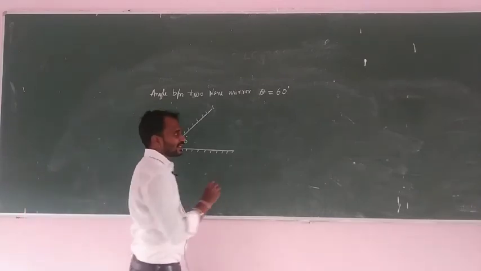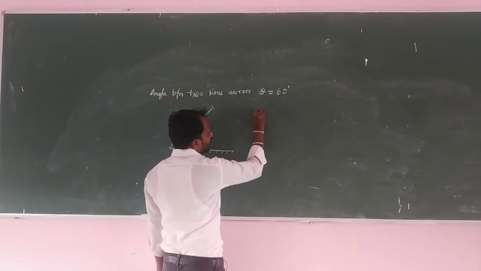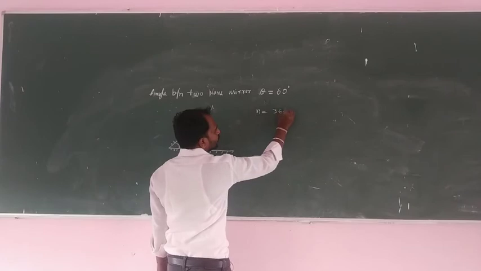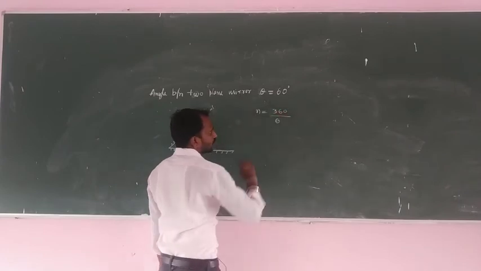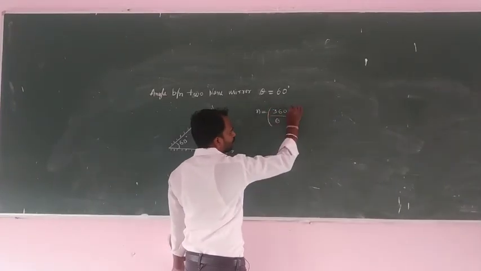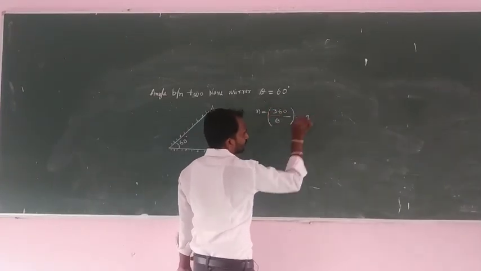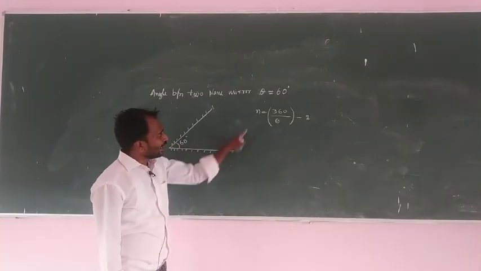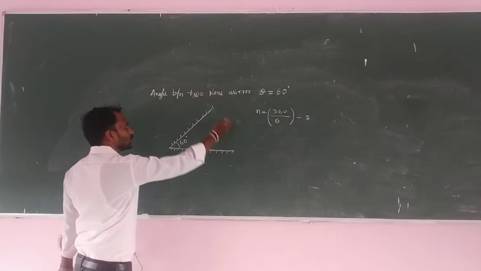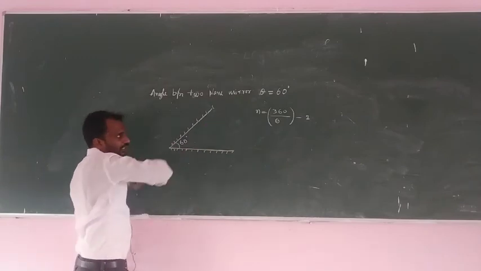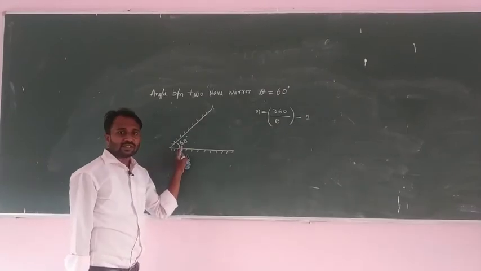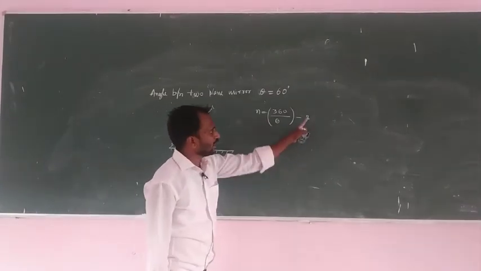So one formula is there: n is equal to 360 divided by theta, minus 1. Here n means the number of images. The 360 is the total circle, and theta means the angle between the two plane mirrors, minus 1.